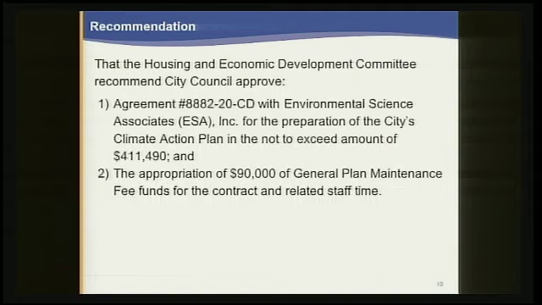Staff's recommendation is that the Housing and Economic Development Committee recommend council approval of the ESA contract for the Climate Action Plan in the amount of $411,490, which includes also the appropriation of $90,000 from the General Plan Maintenance Fund for the contract with ESA for the optional tasks, as well as staff's related time. ESA's was 62, and the addition to 90 is roughly additional time that staff would need working on this project and would draw from that appropriation. That concludes our presentation.